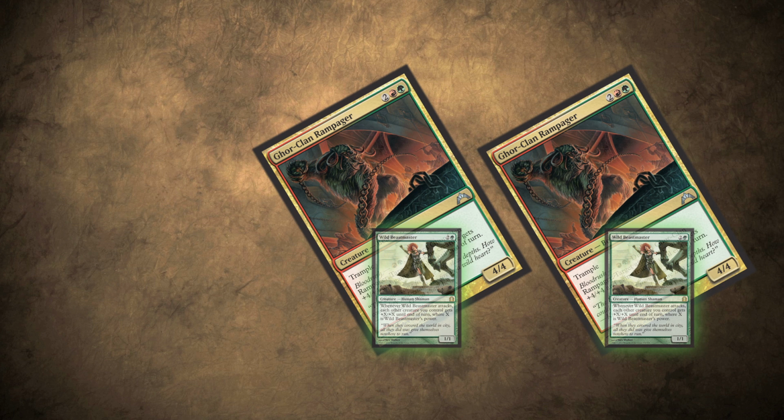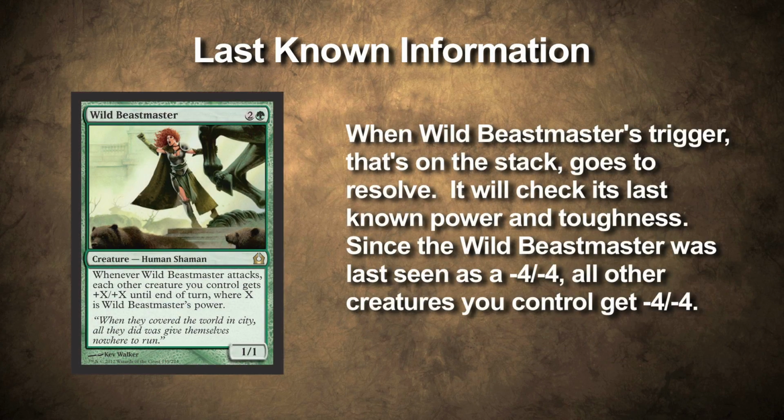Well, unfortunately for the Rampagers, when the trigger goes to resolve, because it's independent of its source, we're going to use something called last known information. When we look back at the game to see what its power and toughness was just before it was no longer on the battlefield, we'll see that it was a -4/-4, and it's going to give all of our creatures -4/-4 as well, unfortunately killing the Rampagers.